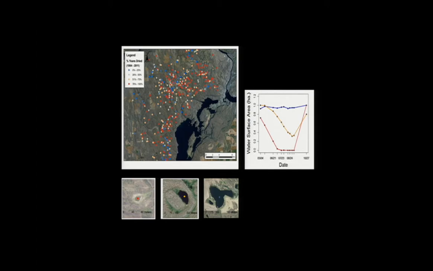You can see the blue dots represent those that are more permanently flooded. They don't tend to dry out. You can see that on the image in the bottom right. And then you have wetlands that are very ephemeral. They almost dry out every year, which is the red dots or the wetland on the bottom left.